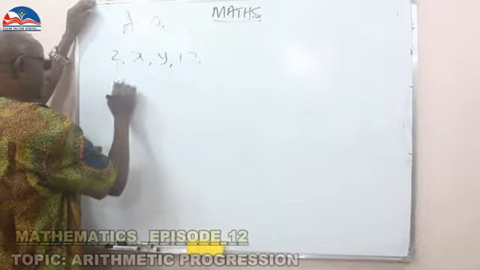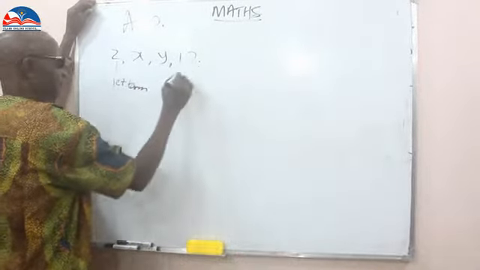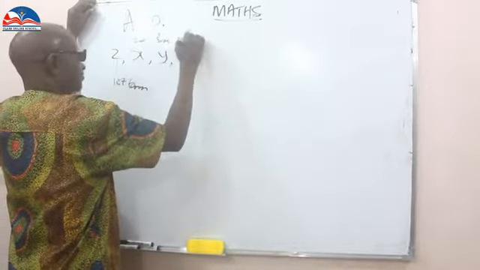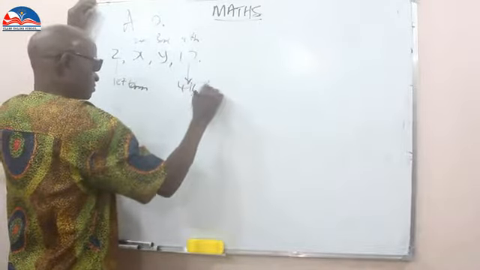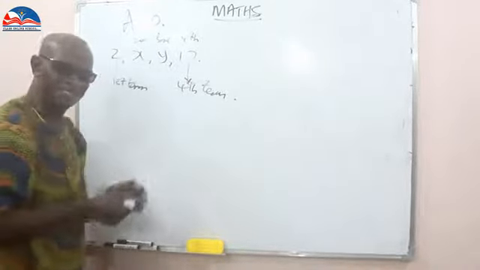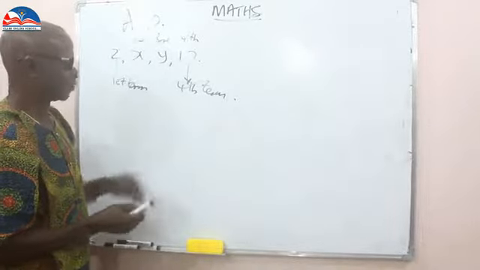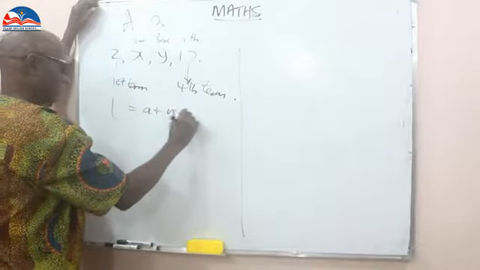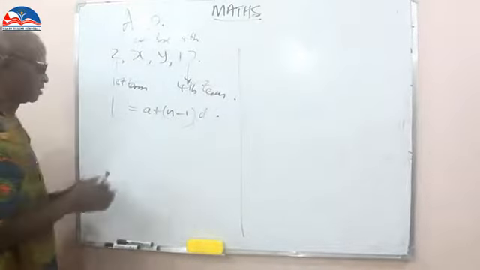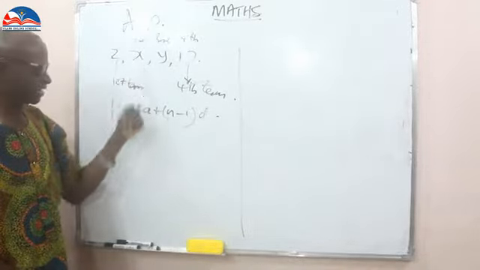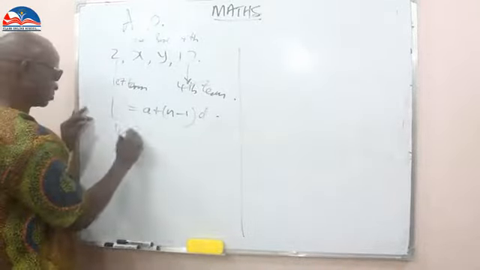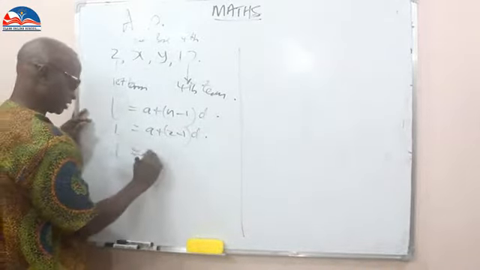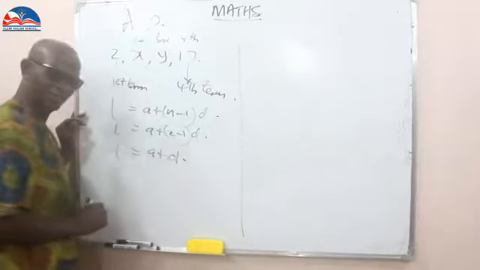Here is the first term. Here is the first, second, third, and fourth term. And this is the fourth term. So I know my first term and my fourth term. We discussed last time that if you want anything, say L equals A plus n minus 1 times D, where D is the common difference. If I want the second term, my n will be 2. You're going to have L equals A plus 2 minus 1 times D, so L equals A plus 1D, which is A plus D for the second term.